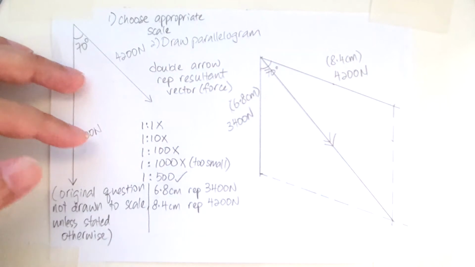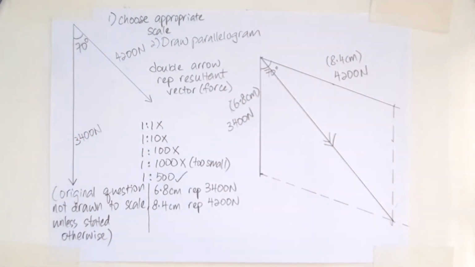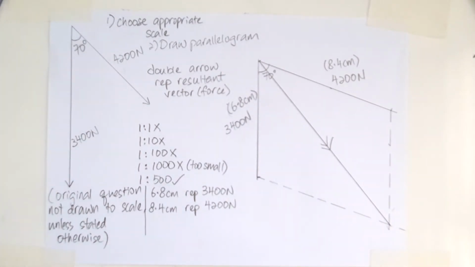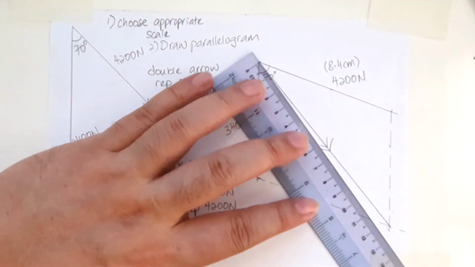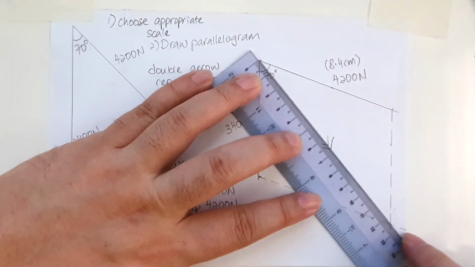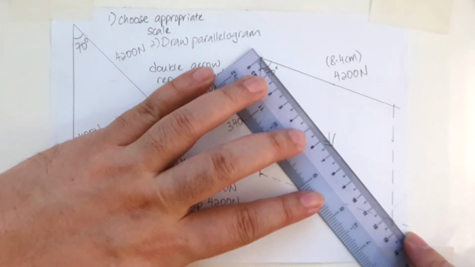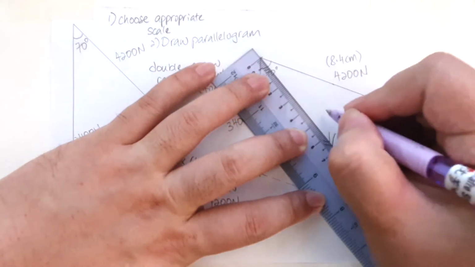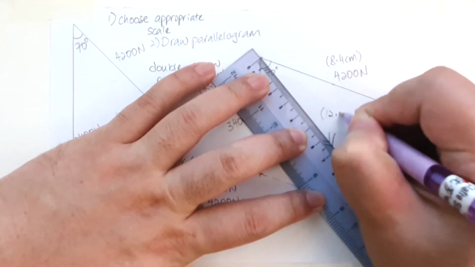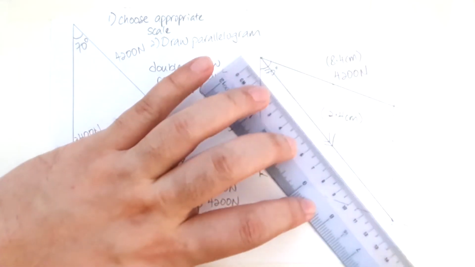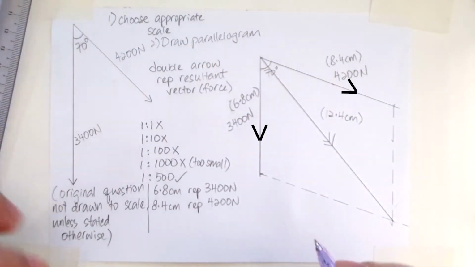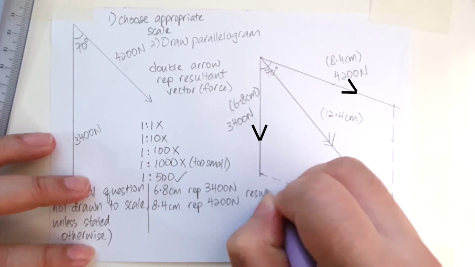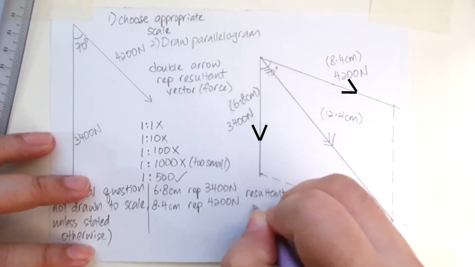And to complete my answer, I have to measure the length of the resultant vector in centimeters first, because I already got a scale, and the scale I've chosen is 1 cm represents 500 newtons. So I have to measure the length first, which I got is 12.4 centimeters, and I'll take 12.4 times 500. That will give me the resultant force for this question.